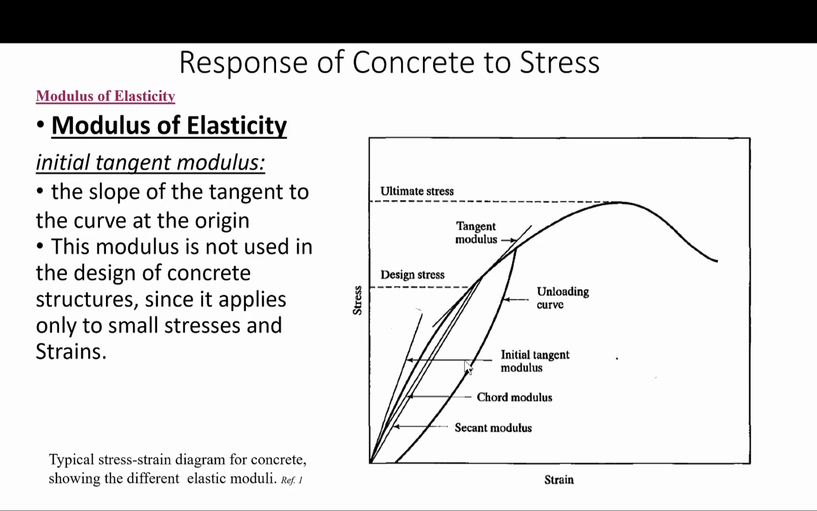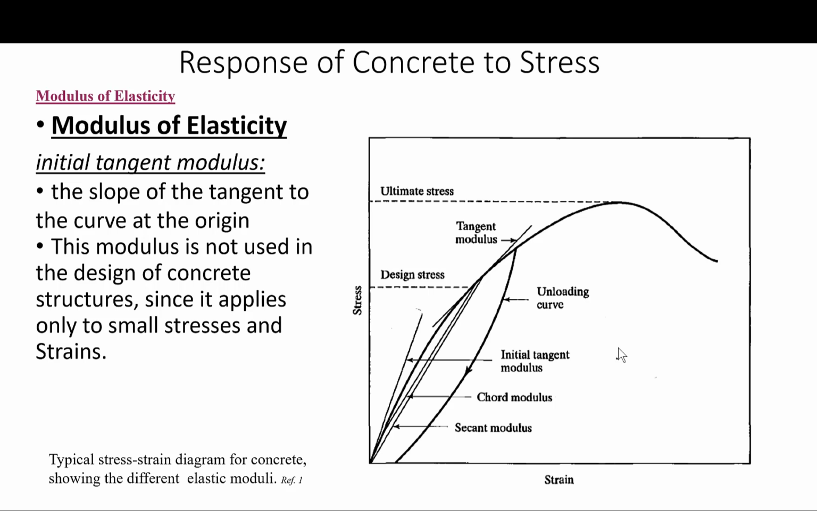So the closest approximation to a modulus of elasticity derived from a truly elastic response is the initial tangent modulus. Look at it here, which is the slope of the tangent to the curve at the origin. As you can see here, the slope of this curve at the origin. This is the stress-strain curve under compression of concrete. All right, so this modulus is not used in the design of concrete structures, since it applies only to small stresses and strains.